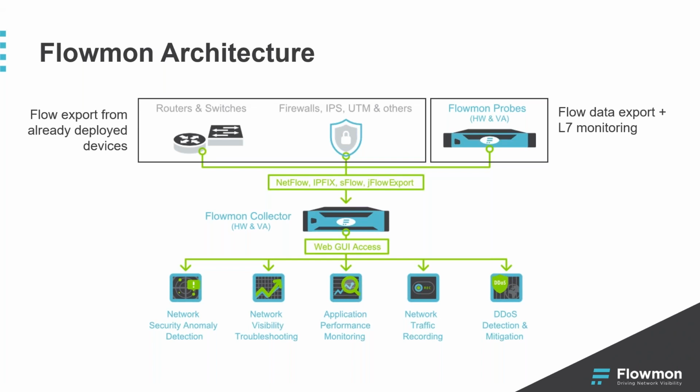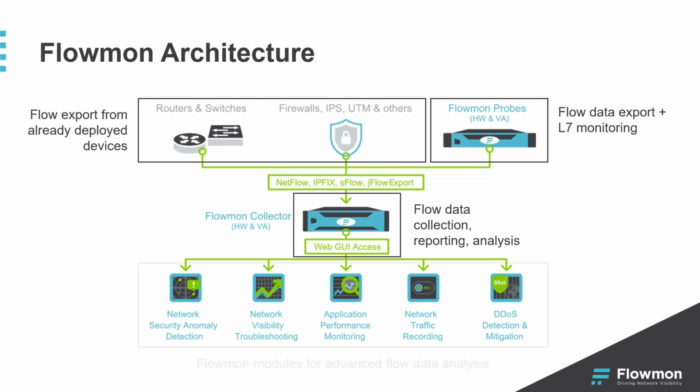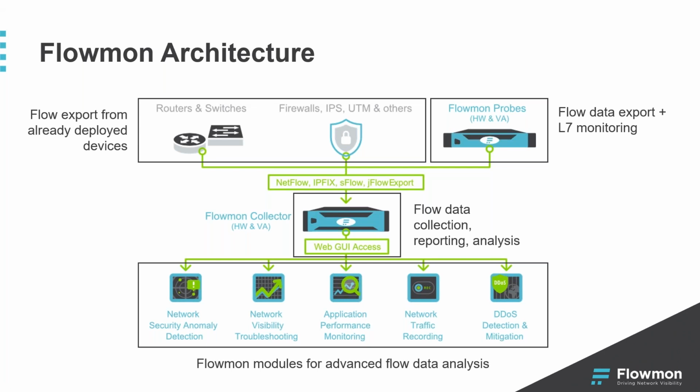All this data is then collected and stored on Flowmon Collector, where you can run analysis to see what's in your traffic. And Flowmon Collector can be extended with modules that provide different perspective and different analytical tools to work with your data, such as anomaly detection or application performance monitoring.